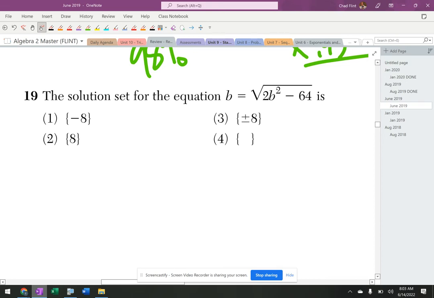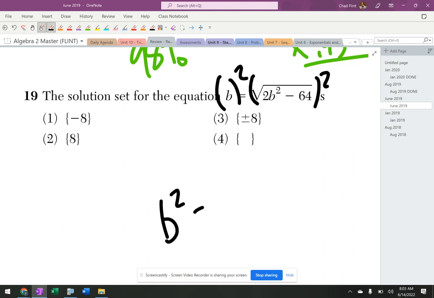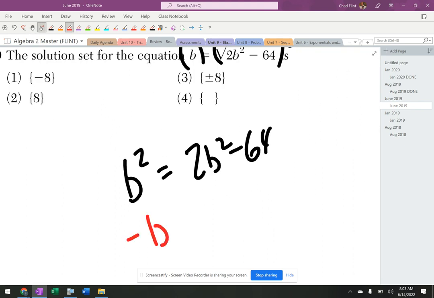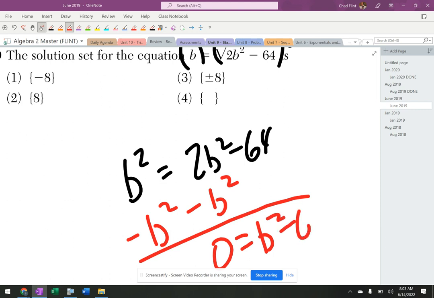All right, so we got a solution set here. There's a couple different ways to do it. I think the quickest way would just be to square this to get rid of the square root and square that. And you get b squared equals 2b squared minus 64. All right, which is going to give you 0 equals b squared minus 64.